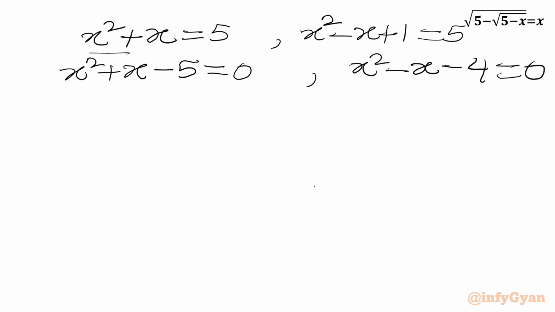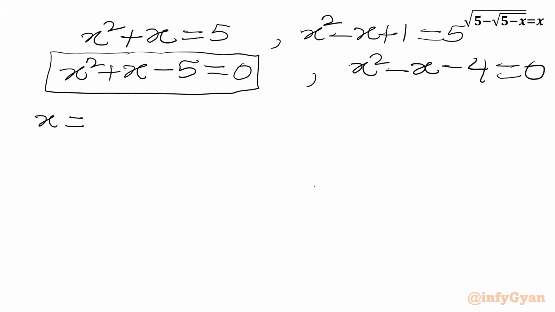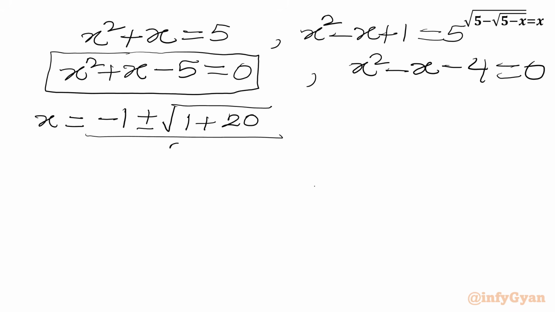Now we have to use quadratic formula once again. Here capital A is 1, B is 1, C is minus 5. So we will write x equal to minus B. So minus 1 plus minus square root of B square will be 1 square, 1 minus 4 times 1 times minus 5 becomes plus 20 over 2 times 1, so 2. So we will write here x equal to minus 1 plus minus square root of 21 over 2.